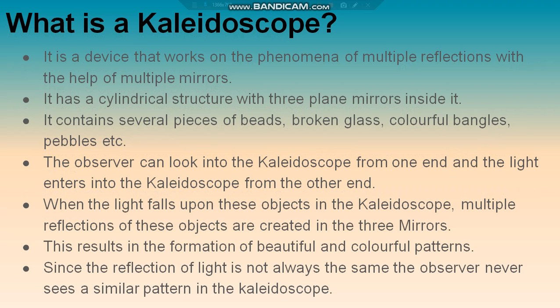The observer looks into the kaleidoscope from one end and the light enters the kaleidoscope from the other end. When the light falls upon these objects in the kaleidoscope, multiple reflections of these objects are created in the 3 mirrors, and this results in the formation of beautiful and colorful patterns. Since the reflection of light is not always the same, the observer never sees a similar pattern in the kaleidoscope.